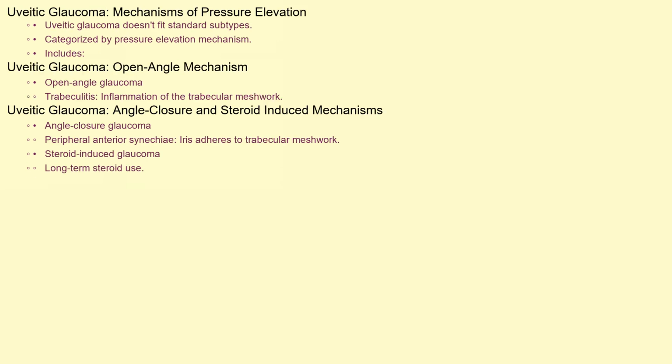Uveitic glaucoma doesn't neatly fall into defined subtypes like open-angle or angle-closure glaucoma. However, it can be broadly categorized based on the mechanism of pressure elevation. These include open-angle glaucoma caused by trabeculitis, which is inflammation of the trabecular meshwork; angle-closure glaucoma from peripheral anterior synechiae, where the iris adheres to the trabecular meshwork; and steroid-induced glaucoma due to long-term steroid use to treat the uveitis.